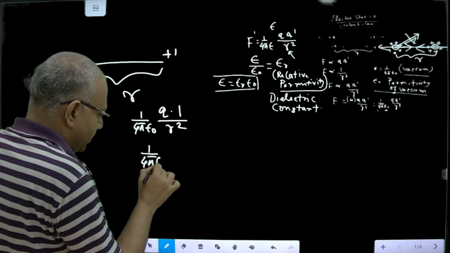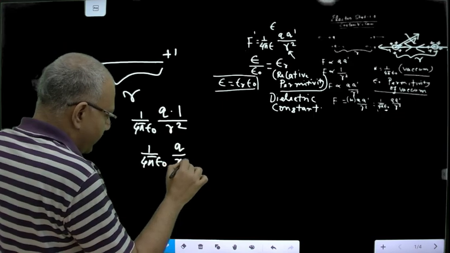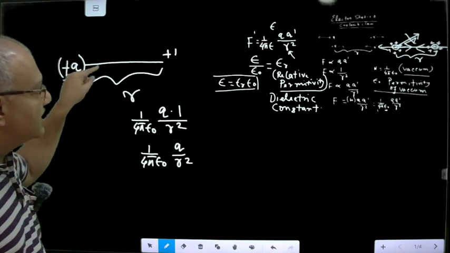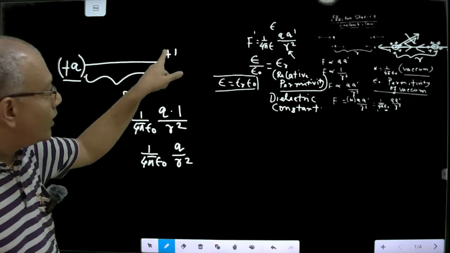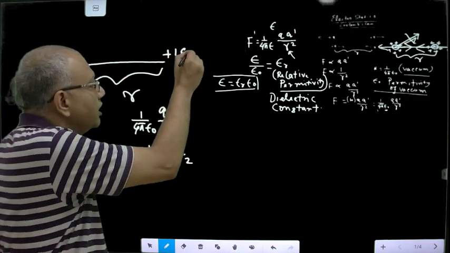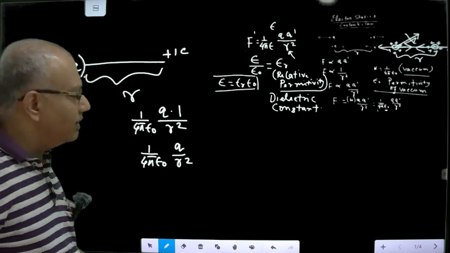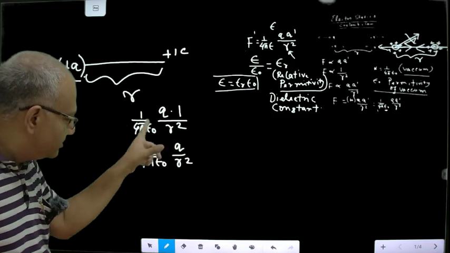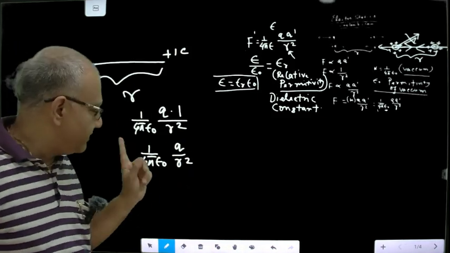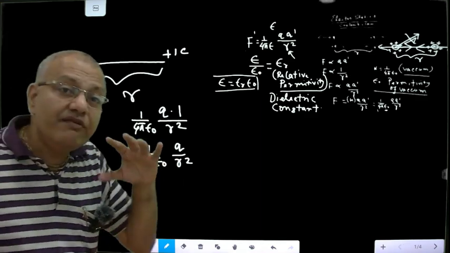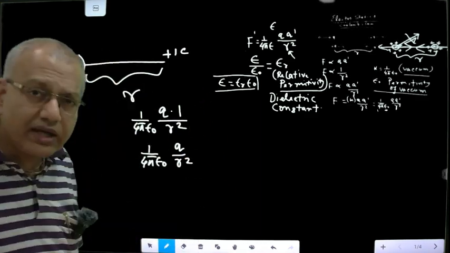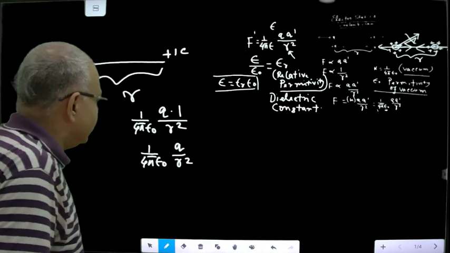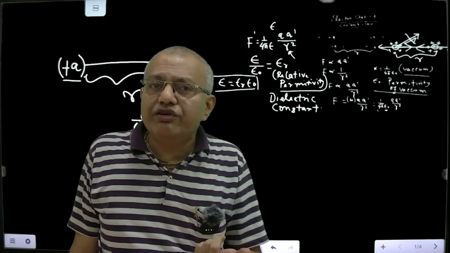That is, 1 by 4 pi epsilon naught Q by r square. So due to this positive charge Q, this 1 coulomb charge is going to experience some force. This value is 1 by 4 pi epsilon naught Q by r square if the medium is vacuum. Okay. So now, what is the definition of the electric field?